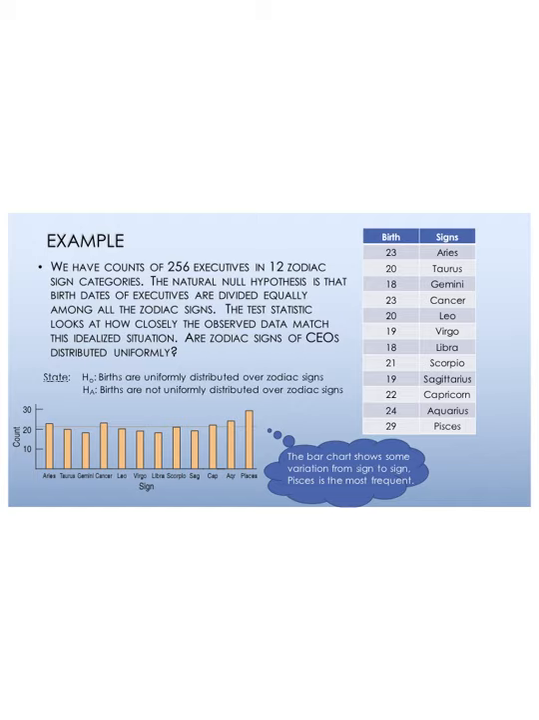Well, the first thing we're going to do is our state step, which is here. So our null: births are uniformly distributed over zodiac signs. Our alternate: births are not uniformly distributed over zodiac signs. So there's our state step. Now notice we have this nice bar chart, and it shows some variation from sign to sign. Pisces is the most frequent. So for our plan step, the name of our test is a chi-square goodness of fit with degrees of freedom. Because there are 12 zodiac signs, we'll do 12 minus 1, which is 11.